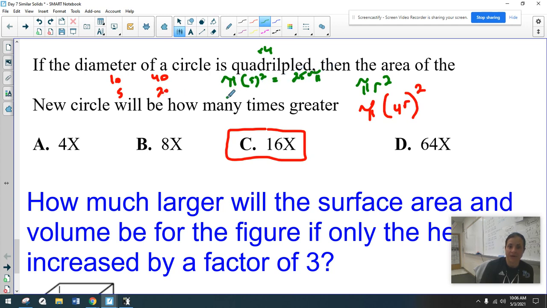And if I've got the 20, that's going to give me 400 pi. So if you divide 400 pi by 25 pi, that's going to end up giving you 16. So if you have trouble understanding this, assign the diameter numbers. Just assign anything you want.